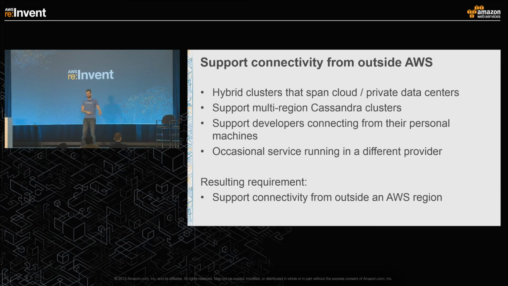So how do we support people connecting in from different service providers? How do we support developers simply connecting in from their own private or personal machines? How do we support things like multi-region Cassandra clusters where they actually do need to communicate over different continents? As well as hybrid clusters, so ones where a portion is running in a cloud environment like AWS, and then also within a private data center. So the resulting requirement from all that is essentially, how do we let people connect in from outside AWS?